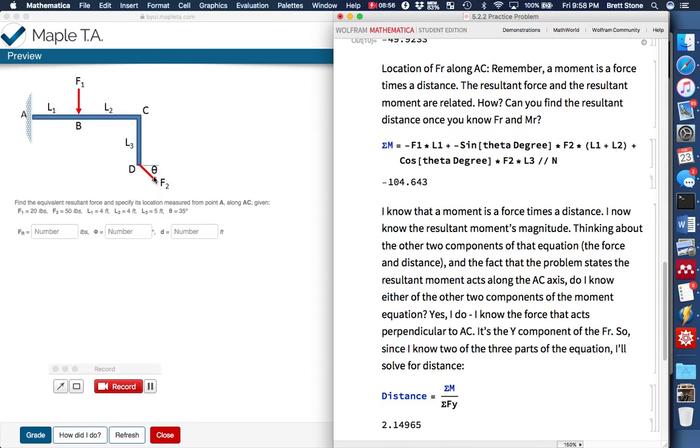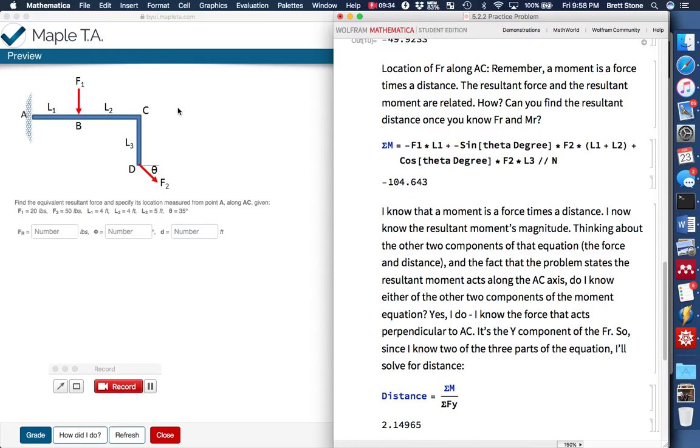So if I took the cosine of theta multiplied by F2, because that's my force, and then multiplied by my distance, which is L3, that would give me the moment due to the x component of F2 about A. And in this case, that would actually cause a positive moment. And so if I sum all my moments together, I have a negative moment from F1, a negative moment from the y component of F2, and a positive moment from the x component of F2. Well, once I just sum those up, then I have my moment.